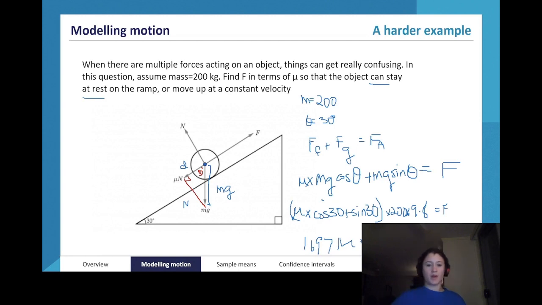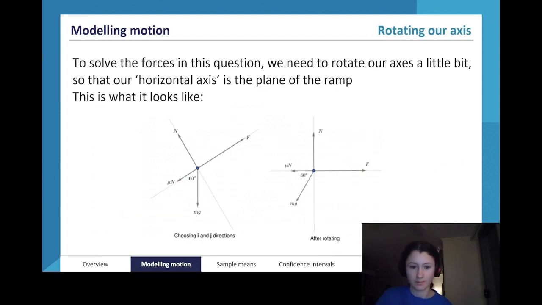Alright, and this is our force in terms of mu, in order for the object to stay at rest on the ramp. For our object to move up the ramp at a constant velocity, we must have a greater force. So for it to move up the ramp, the force must be greater than the answer we covered just down here.